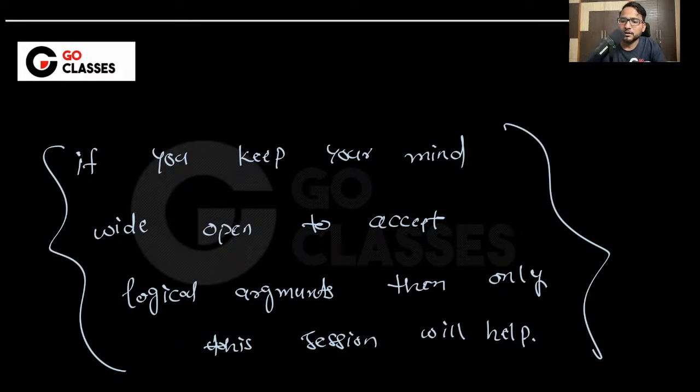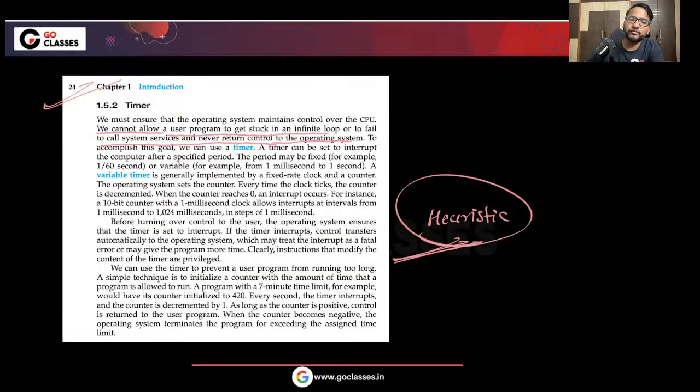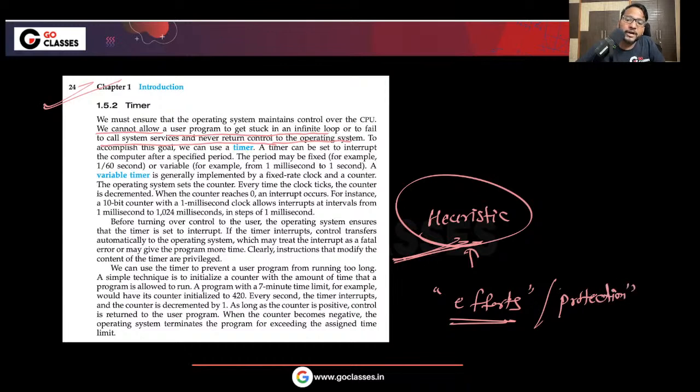Okay, so now let's just talk about this particular thing where this timer is written. They are not saying that the OS will kick it out. This is just heuristic, which means these are some measures or efforts that you are taking, but it is not something you can be 100% sure about. This is some protection from your side, but it does not mean it will 100% protect you.